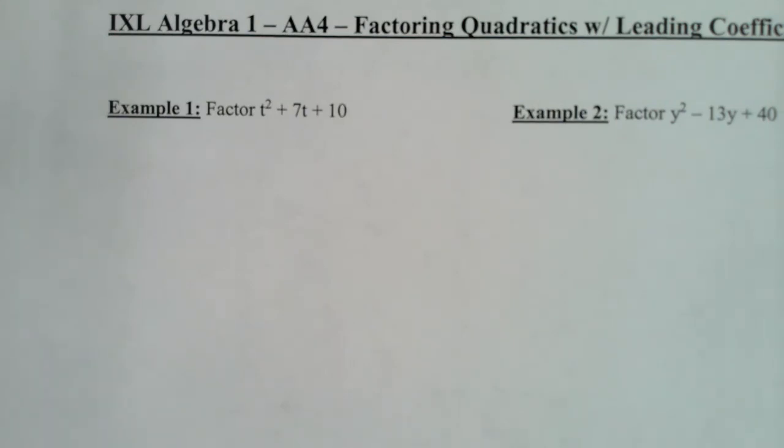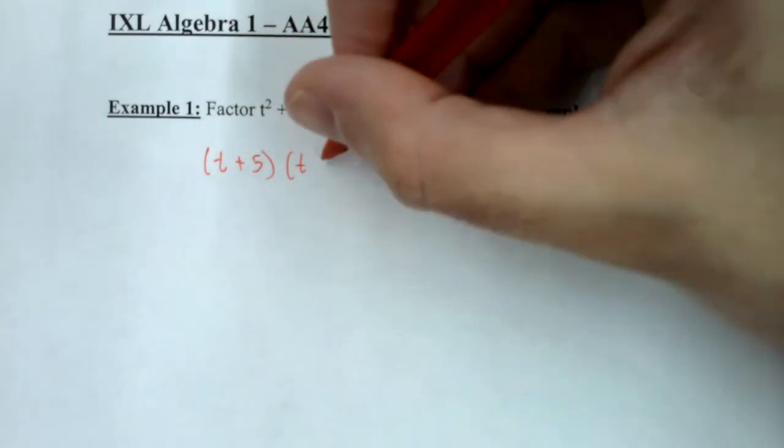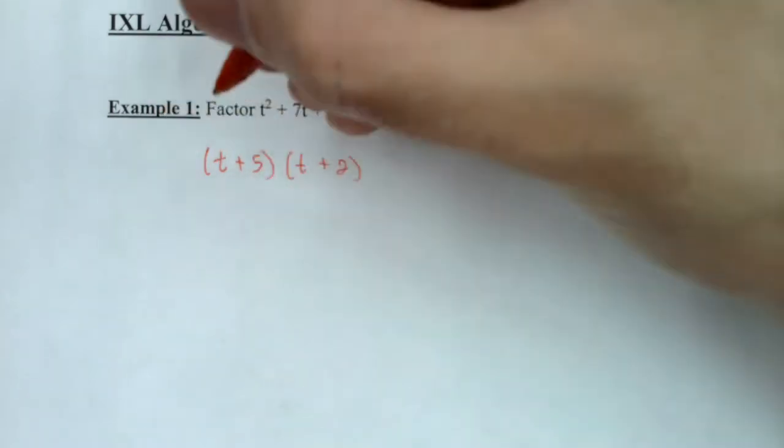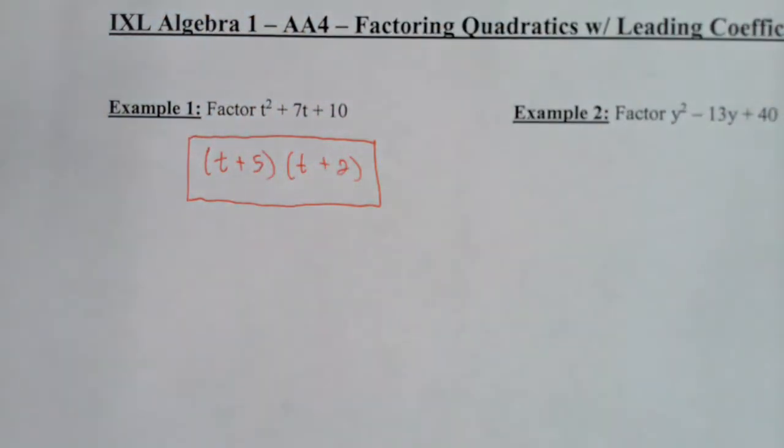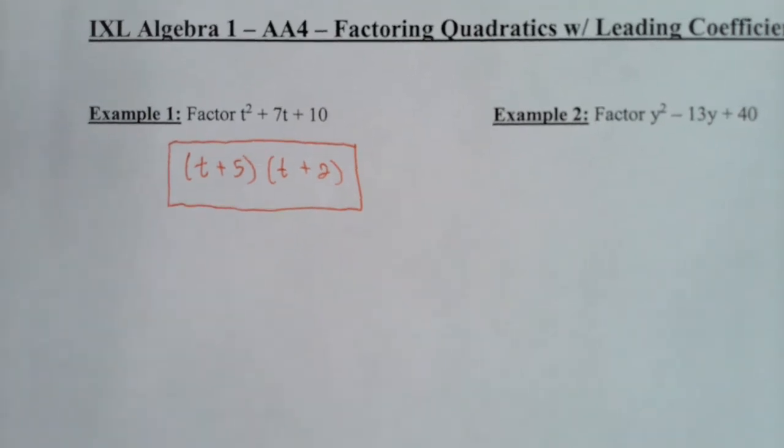Can you think of them? It's 5 and 2. So when you factor it, you're going to factor it like this: t plus 5 times t plus 2. And that is the final answer to that problem. That is factored. That was quick. Okay. Try another one.